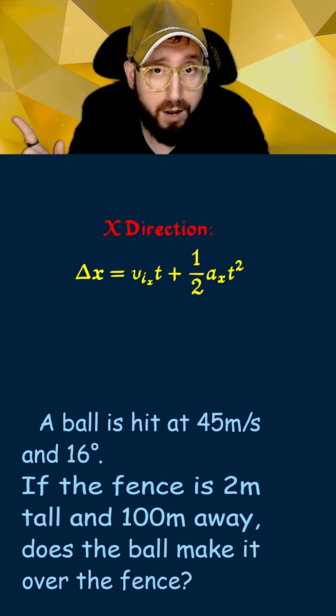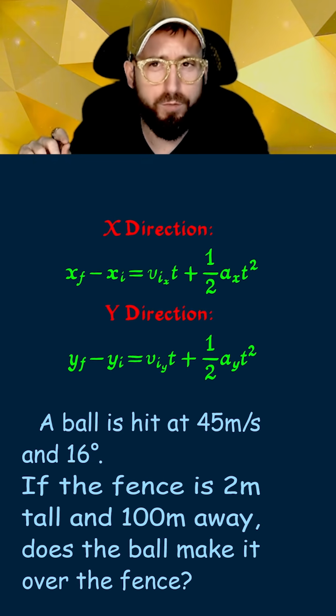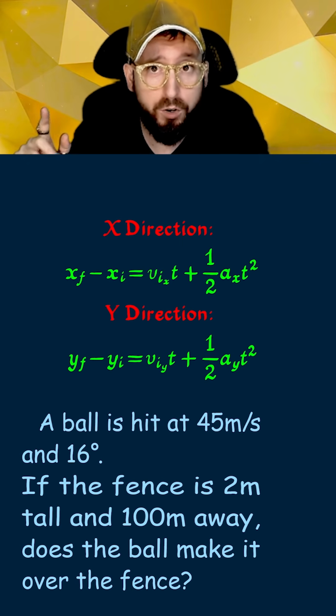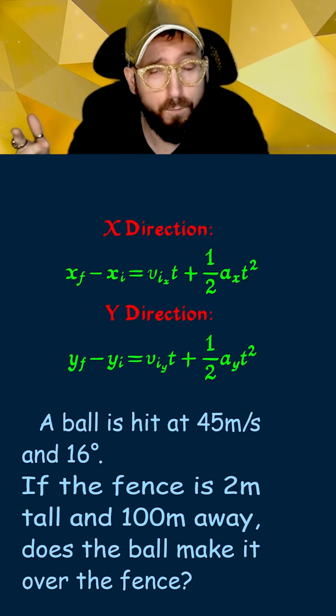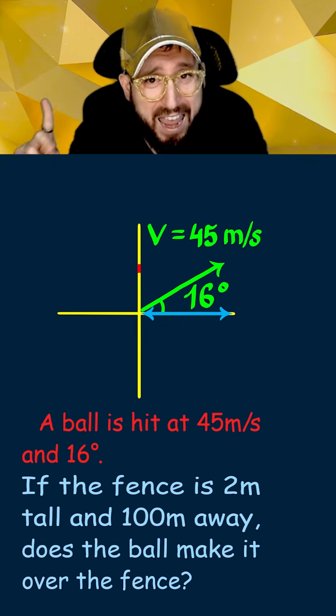The next step is to write out our kinematics equations in each direction. Now when writing these out, you'll notice that there are two initial velocities, one for the x direction and one for the y direction. However, in this question, we are given only one value for initial velocity, 45 meters per second. But this is a velocity that points in both the x and y direction.